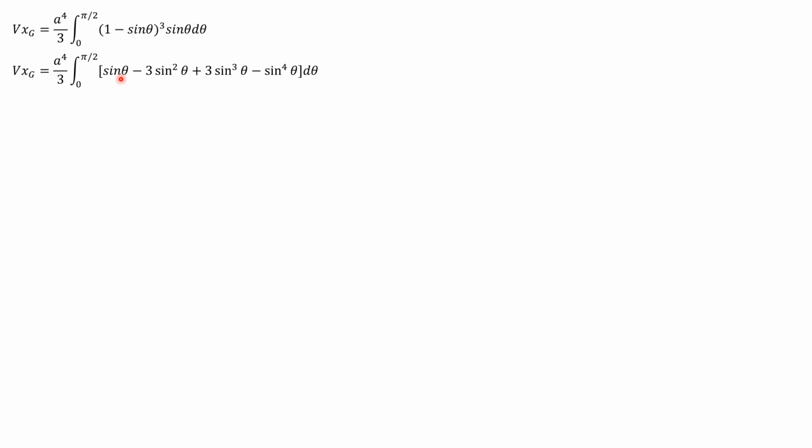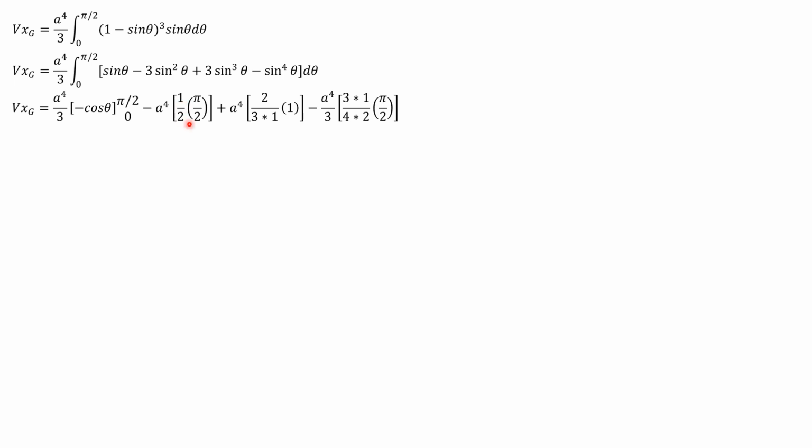The first term, we integrate this directly, and the integral is negative cosine theta. So volume times x sub g is a to the fourth over 3 quantity negative cosine theta from 0 to pi over 2, then minus a to the fourth. So the integral of sine squared theta d theta from 0 to pi over 2 by Wallis formula is pi over 2: the first numerator is 2 minus 1, so 1. The denominator is 2, we stop. Then because 2 is even, we multiply by pi over 2, remember. Then we have a to the fourth over 3 times 3, so a to the fourth.